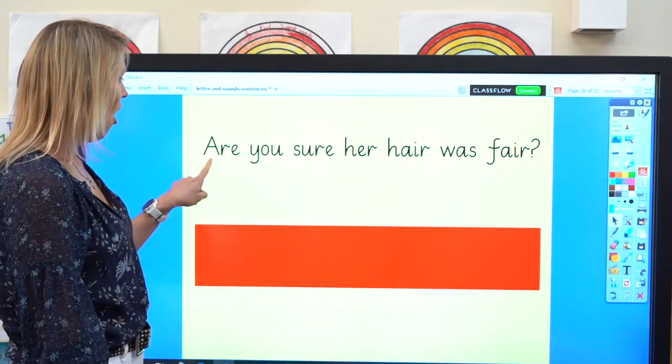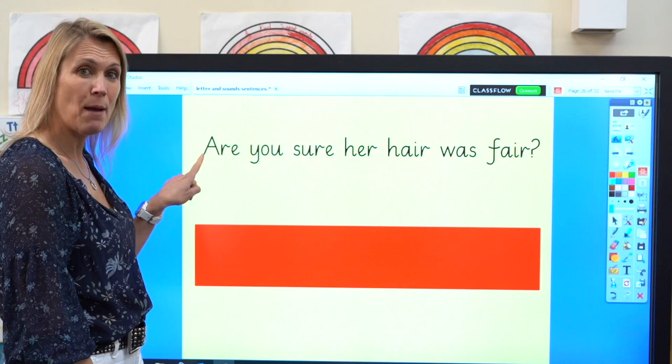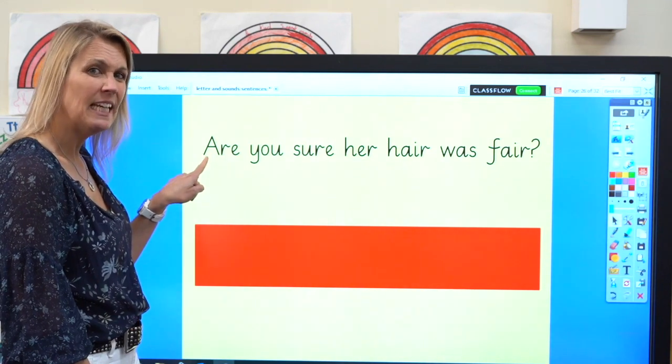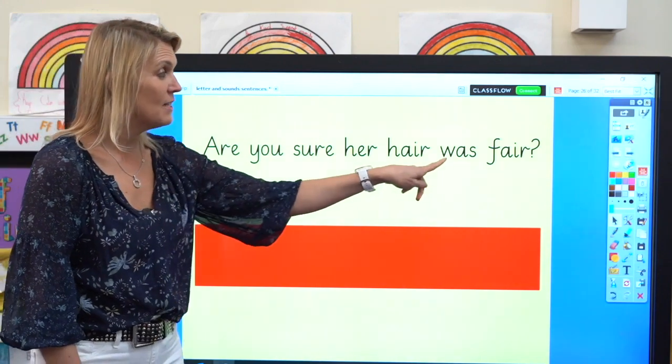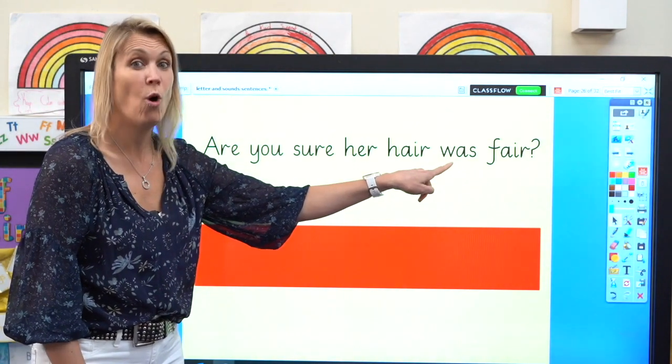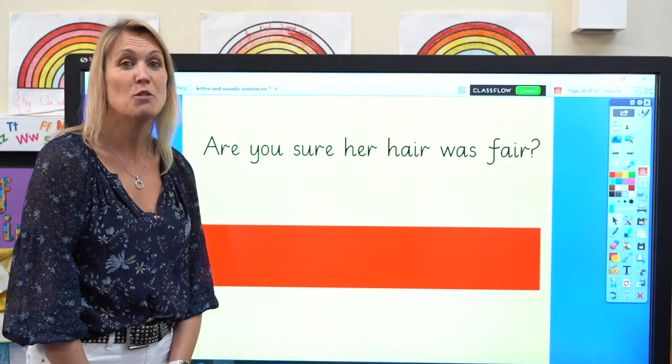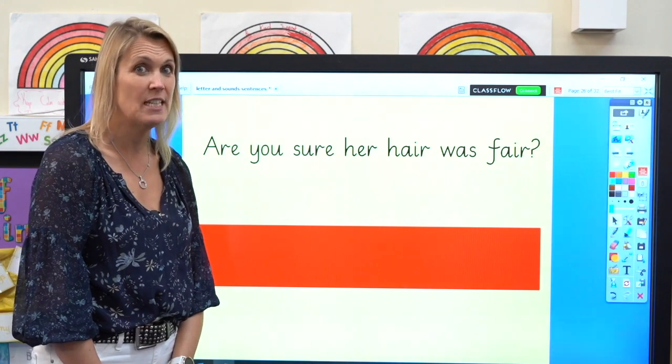Well done. We've got R here written with a capital letter because it's at the beginning of the sentence. You and was. Well done. Now I want you to read aloud as I point to the words.